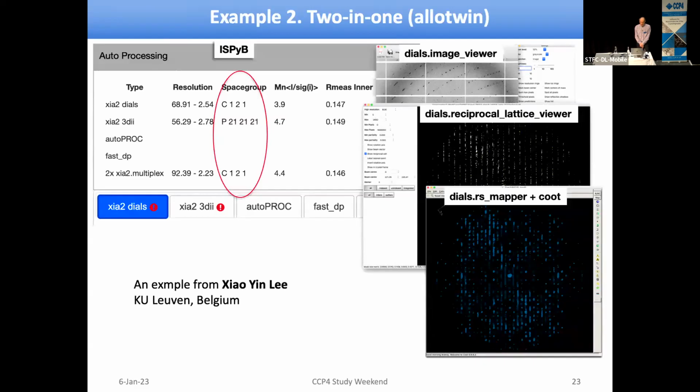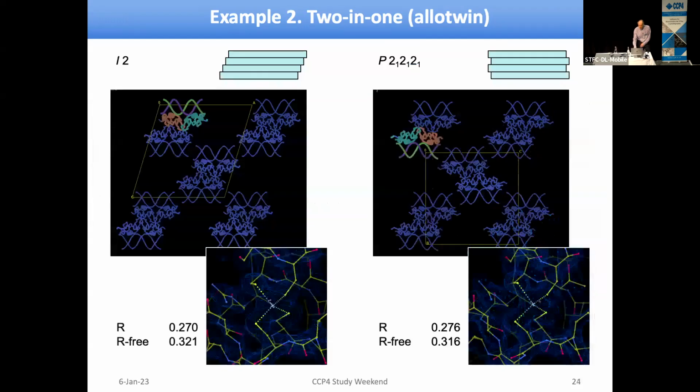Right, I started my presentation from this slide. This is a real example, and in this example, both results of outer processing are correct, because here we deal with the allotwin, a crystal composed of domains belonging to different space groups. The packing ambiguity is again the reason for the crystal pathology.